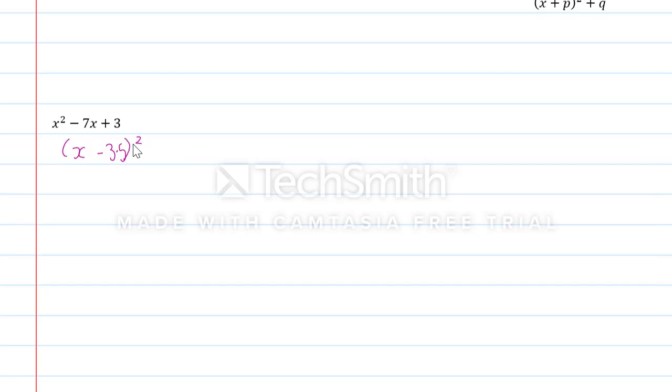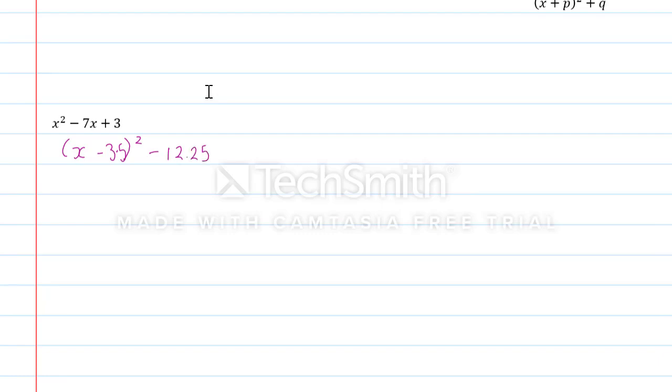Our next step was to subtract that number squared. Always subtract. The reason being is that minus 3.5 squared is actually positive 12.25. Two negative numbers multiplied together give a positive. So we need to undo that. We need to get rid of that. So we get minus, in this case, 12.25.